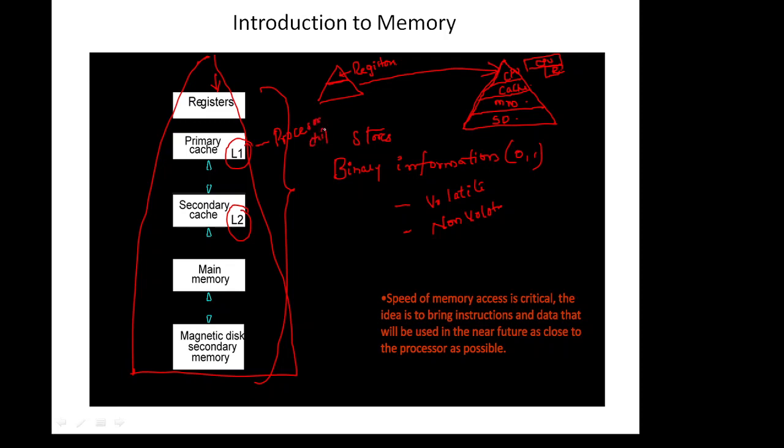This is located on the processor chip, and this L2 cache lies between the main memory and the primary cache. So this is main memory and the primary cache. Here we will be making use of the L2 cache.